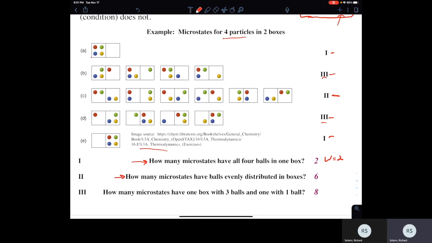Roman numeral 2, that description is how many microstates have balls or beanbags evenly distributed in the boxes? Well, we have 6, so W equals 6 for that description. And finally, how many microstates have one box with 3 in it and one with 1 in it? Well, there's 8 of those, so W equals 8.